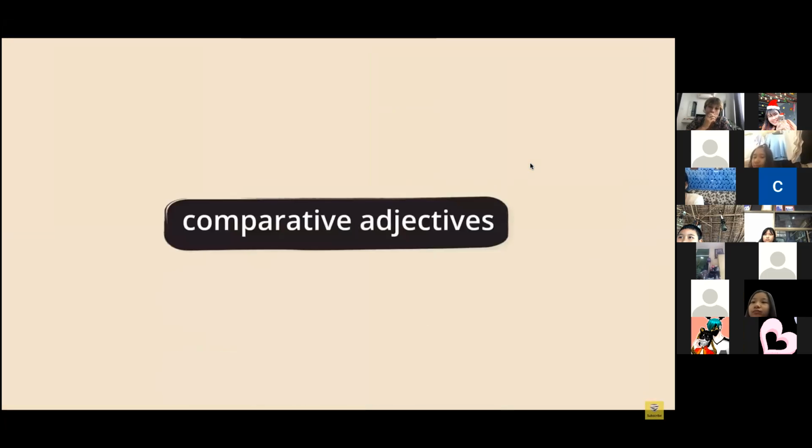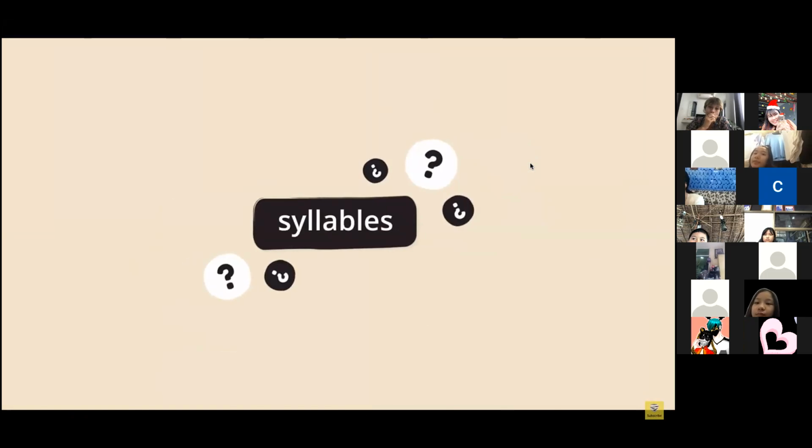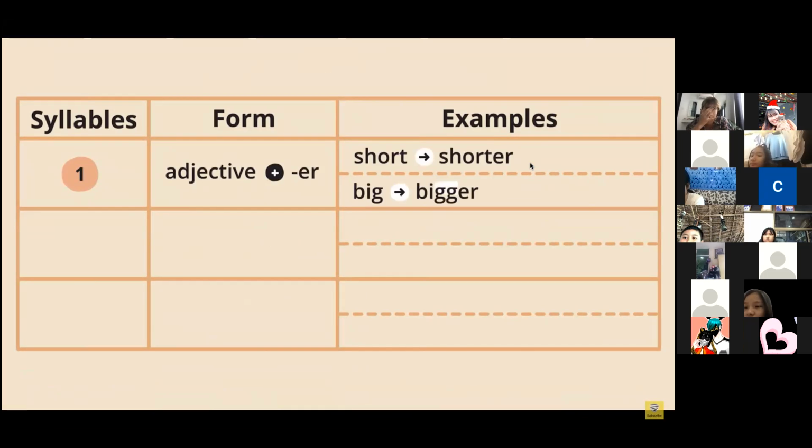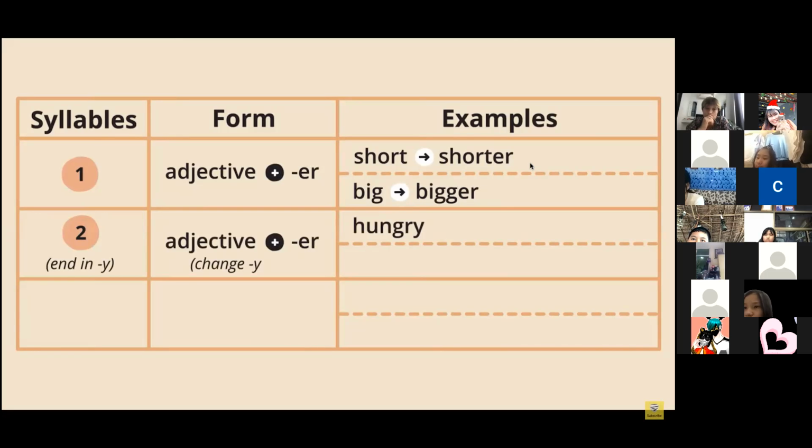How are comparative adjectives formed in English? It depends on how many syllables the adjective has. For one-syllable adjectives, we add er to the adjective. For example, short becomes shorter. If the adjective ends in a consonant vowel consonant pattern, we double the final consonant before adding er. For example, big becomes bigger. For two-syllable adjectives that end in y, we change y to i and add er. For example, hungry becomes hungrier and noisy becomes noisier.